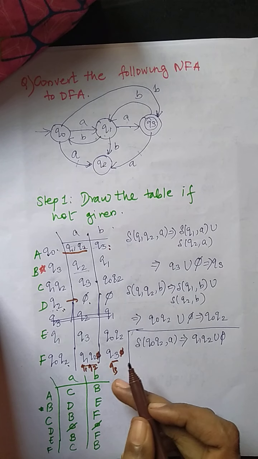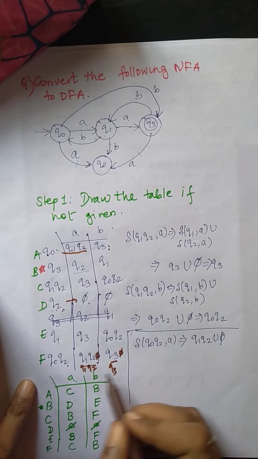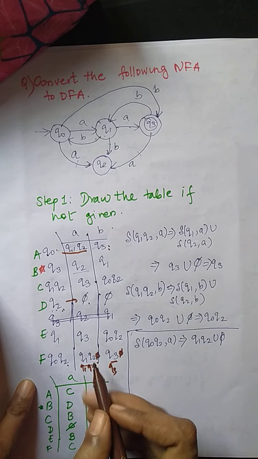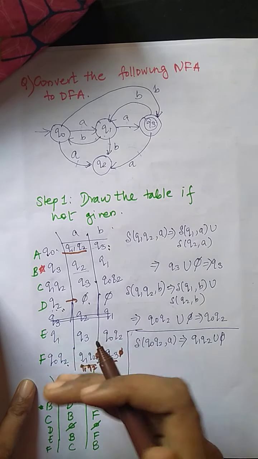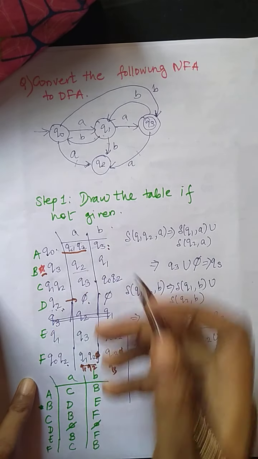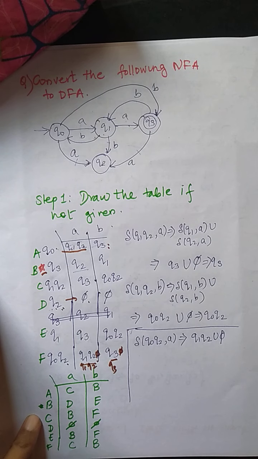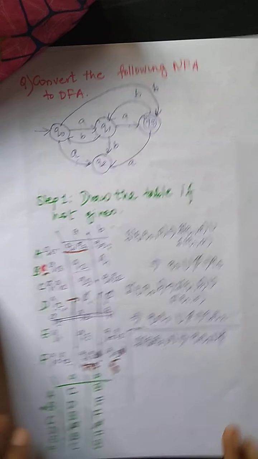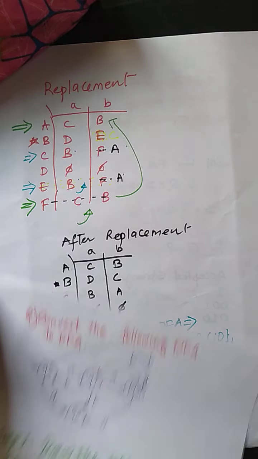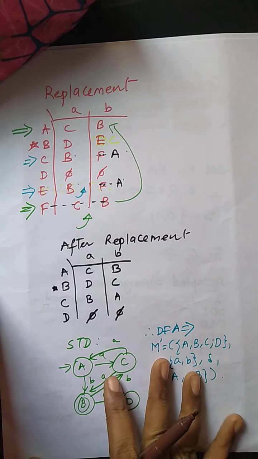Any other new state that is generated? Not a single new state is generated. Here Q1 and Q2 is generated, that is already considered. What will be the next step? Here we have to mark the final state. Final state we had marked. After that, what we are going to do? We are going to rename the table entries. After renaming the table entries, now we have to go for the replacement.